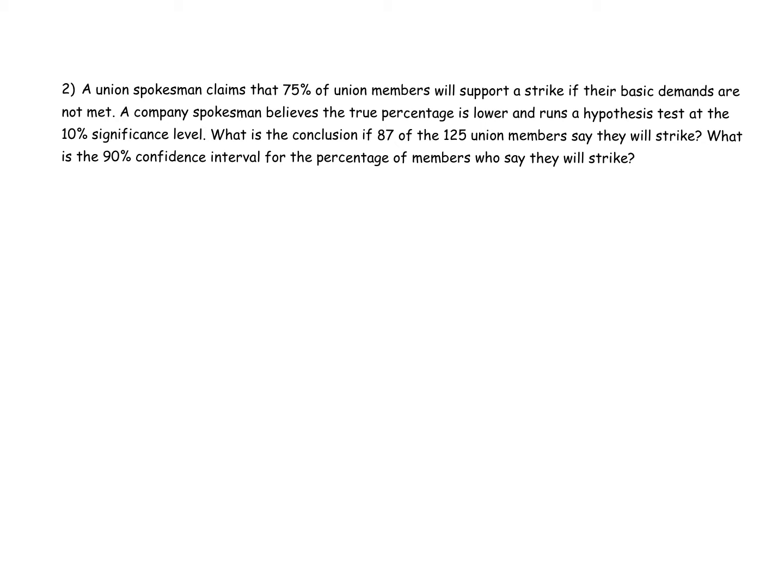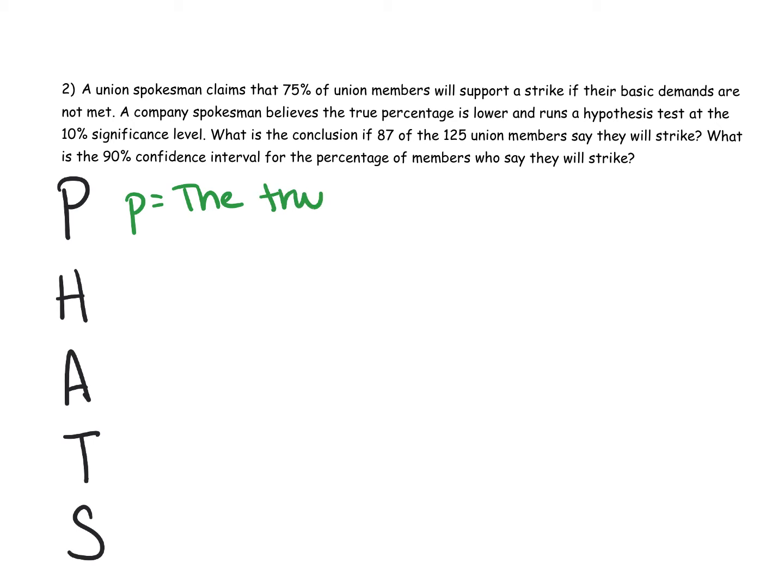So when I do this, then I want to run a hypothesis test. And remember, when we run a hypothesis test, we're going to use the acronym PHATS. So P, H, A, T and S. Remember, the P stands for what we're talking about, the parameter. So P is your parameter. I want the true proportion of something. So I'm going to write it defined like this: P is equal to the true proportion. And we're talking about members striking. So the true proportion of members that will strike.